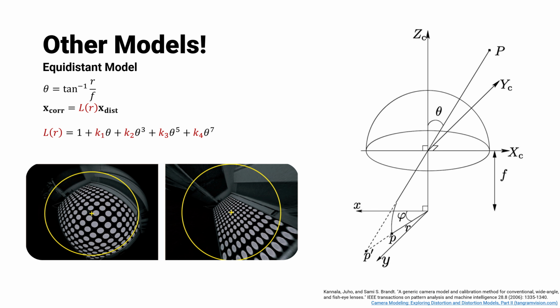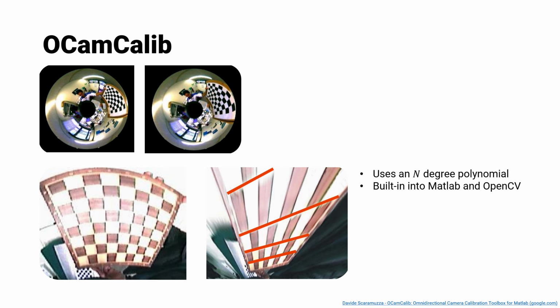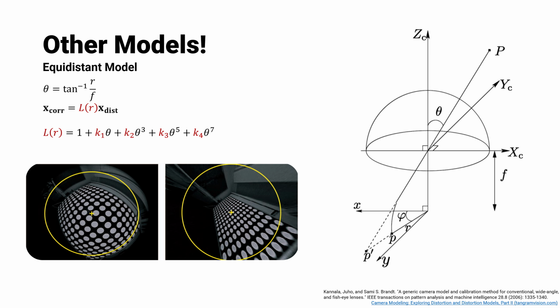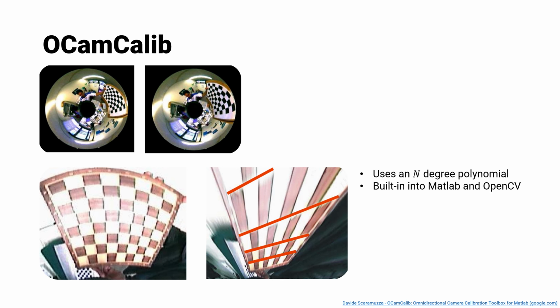Then we also have a package called OCamCalib, which uses an n-degree polynomial. It's currently built into MATLAB and OpenCV, which is really good for undistorting really large field of view cameras, or catadioptric or 360 degree cameras. Similar to the Equidistant model we just saw, which is really good for fisheye cameras, OCamCalib also works well for fisheye cameras.